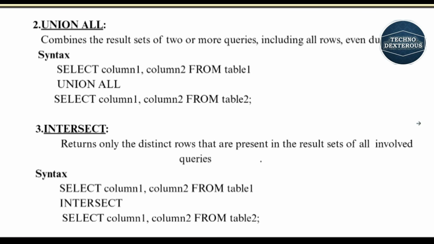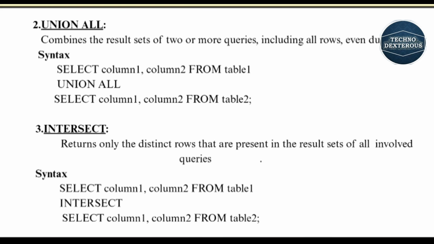Then UNION ALL is similar to union but keeps duplicates. SELECT city FROM customer UNION ALL SELECT city FROM supplier. This example returns all cities including duplicates.